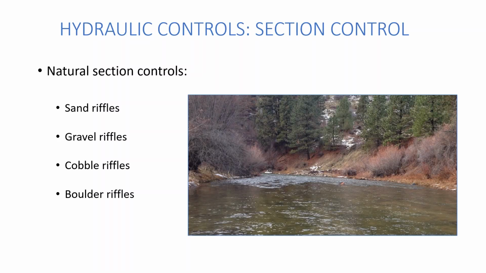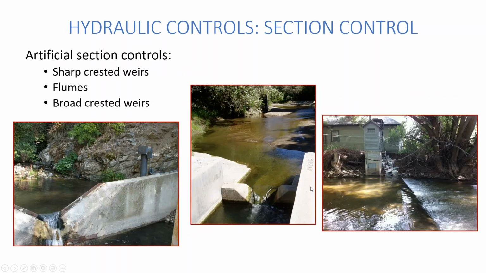Here's a more common one you'll see in a stream. Again, this is a section control through here, defined by the break from a run to a riffle. Across here, there's something caught on the control there. But this could be made up of sand, gravel, or cobbles and boulders, which is possibly the case here. So here's the section control.